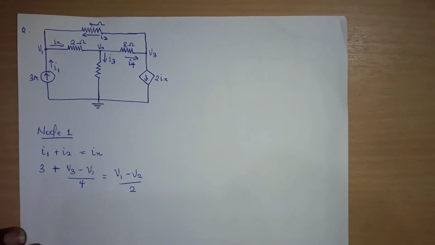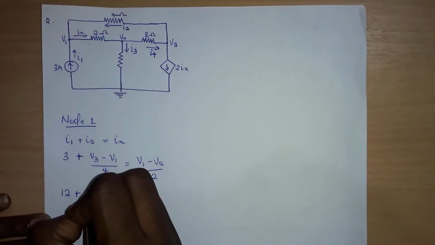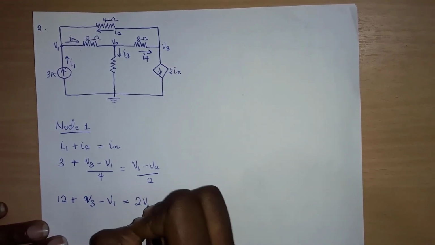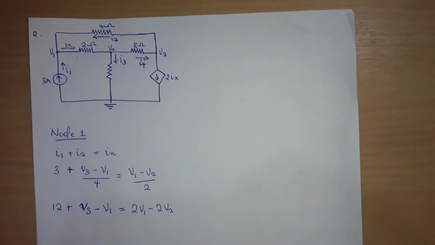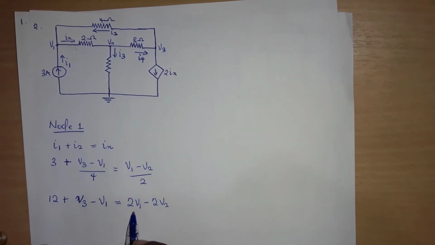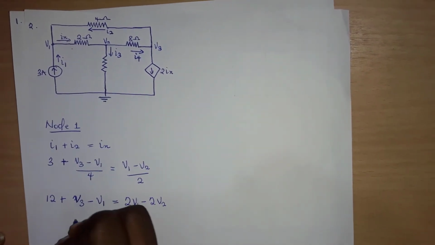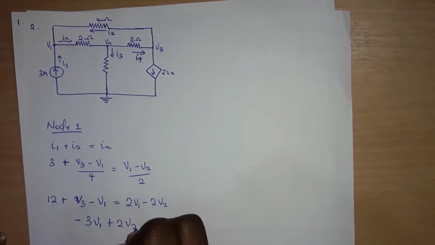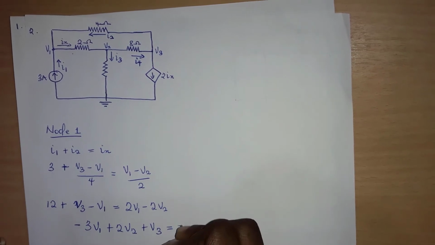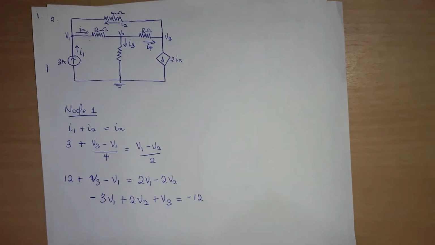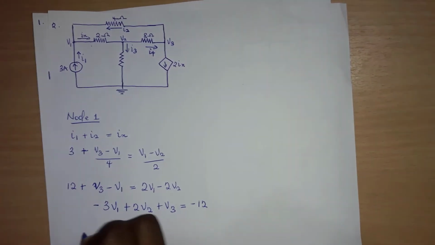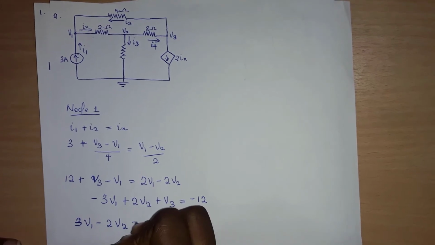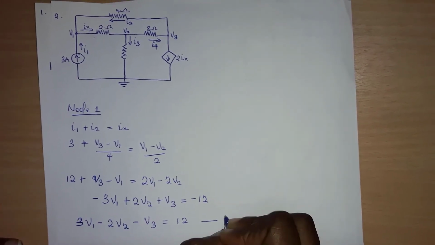So I'll simplify this, multiplying through by 4. Then I have 12 plus V3 minus V1 equals 2V1 minus 2V2. Simplifying further and rearranging the like terms, I'm going to have minus 3V1 plus 2V2 plus V3 being equal to minus 12. If I multiply through by negative 1, I'm going to get 3V1 minus 2V2 minus V3 to be equal to 12 as my first equation.